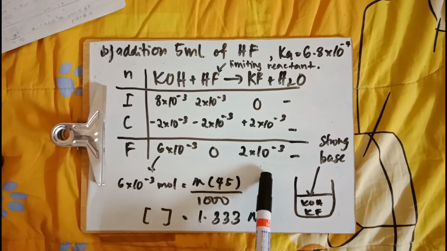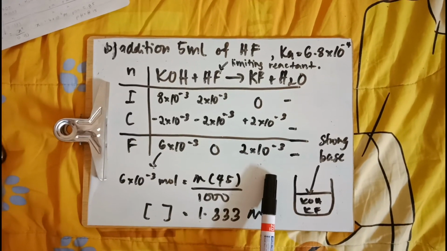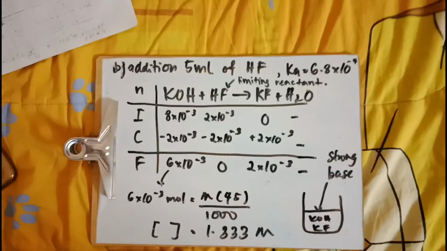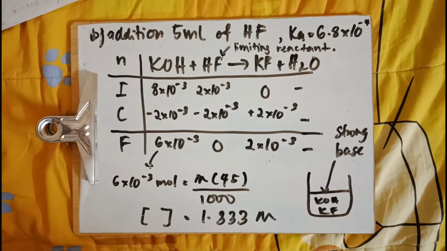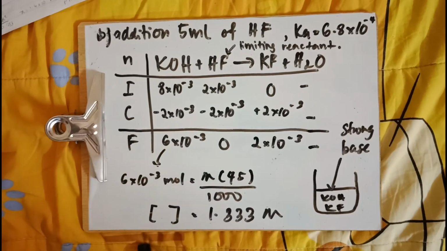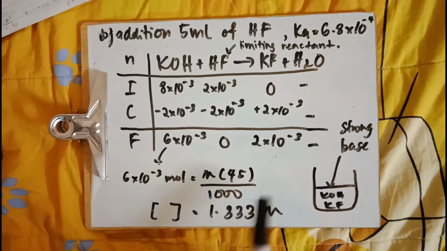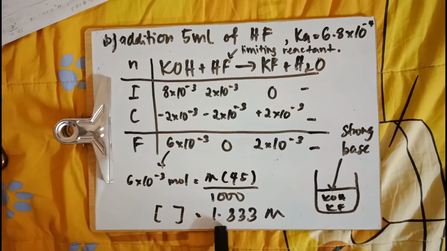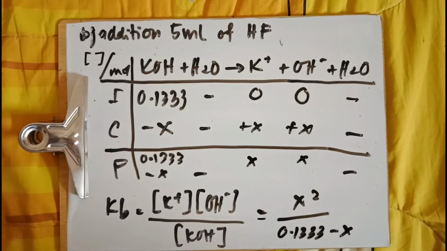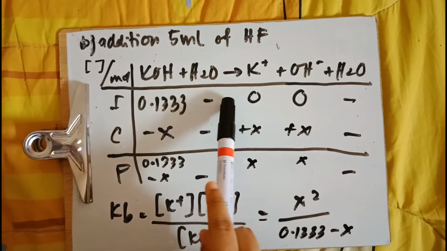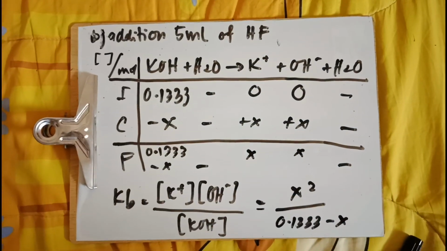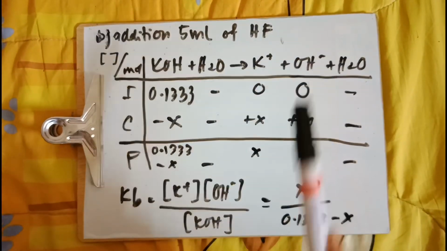So we can see that KOH is a strong base, so we have further reaction, and to do that, we have to find the concentration of KOH since it is a strong base. By using the formula mV over 1000, you get the concentration of KOH 1.33 moles. By using the concentration of KOH, we build an ICE table. With the reaction of KOH reacting with H2O, we'll be producing K+ and OH- plus H2O. So now we want to find the concentration of OH-.